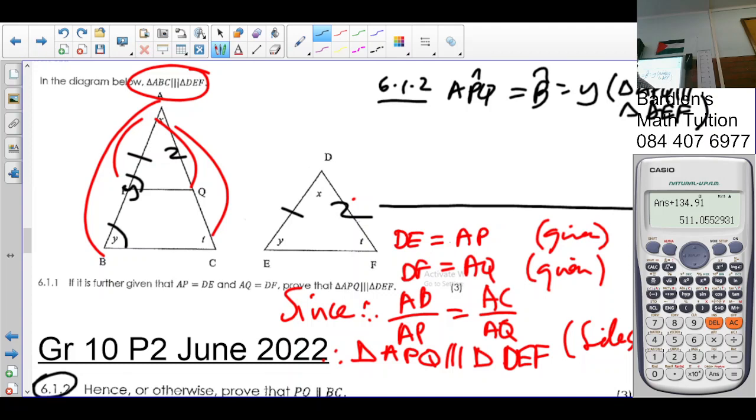APQ and DEF. ABC and DEF. APQ. So the big one and this one, APQ, and that.